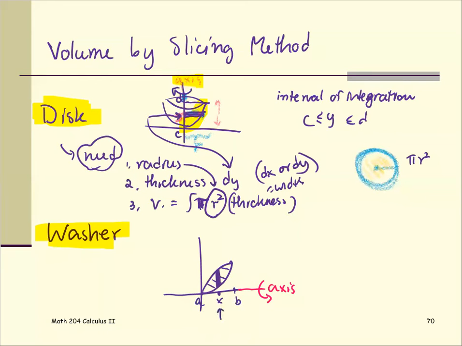The position x tells you the thickness or the width as delta x, which is dx. X is bounded by point A and point B, so the interval of integration is going to be x from A to B.